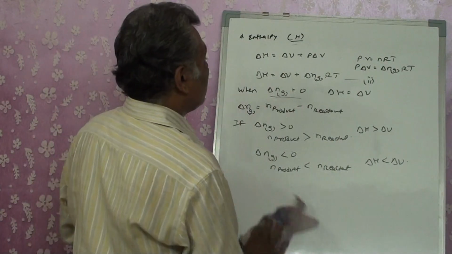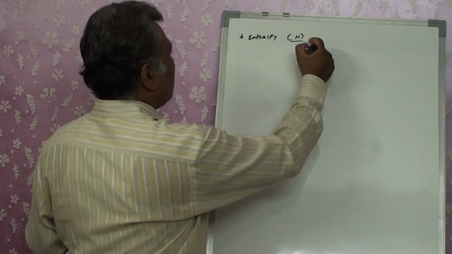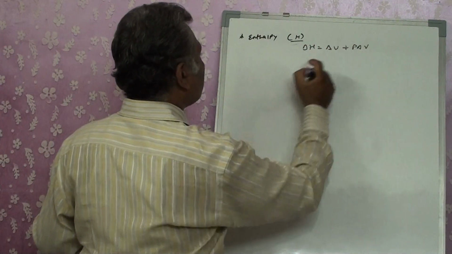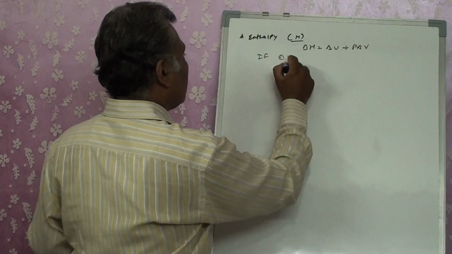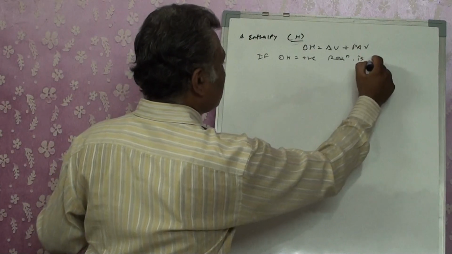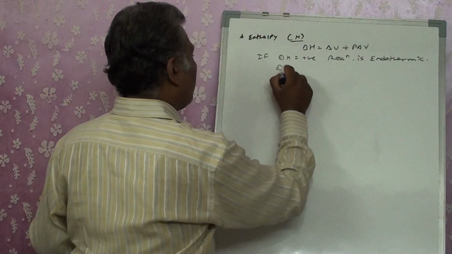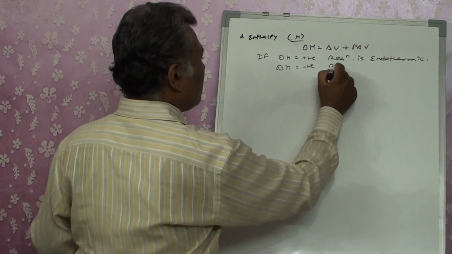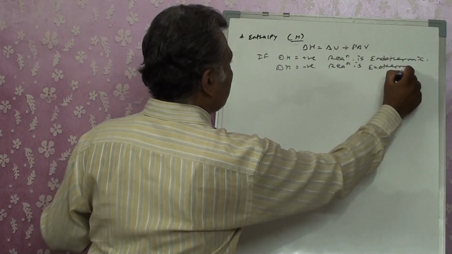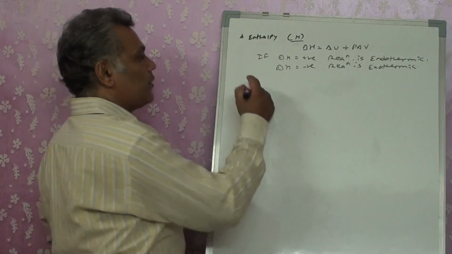This equation, delta H equals delta U plus P delta V, also indicates that if delta H is positive, the reaction is endothermic. If delta H is negative, the reaction is exothermic. What does it show? Endothermic and exothermic means?